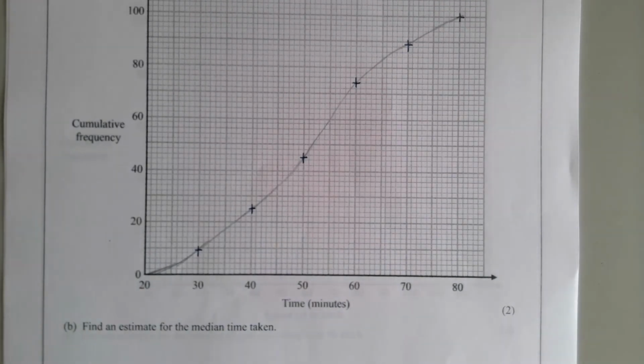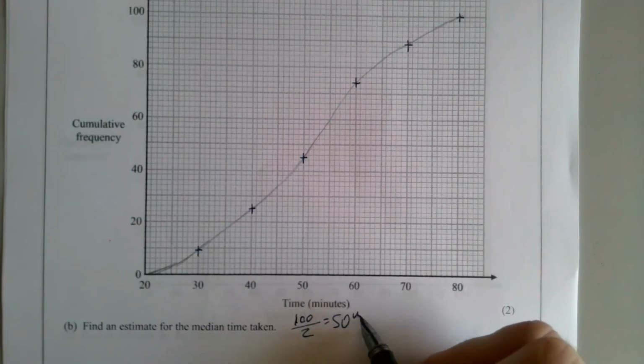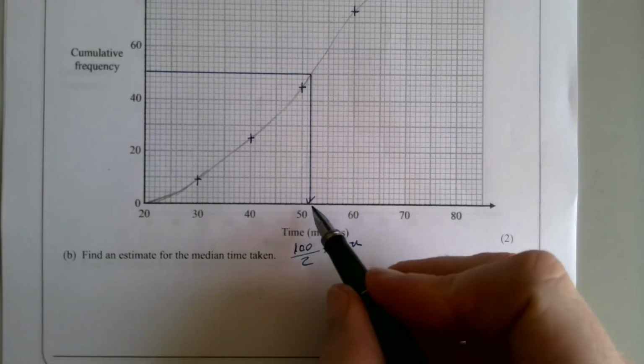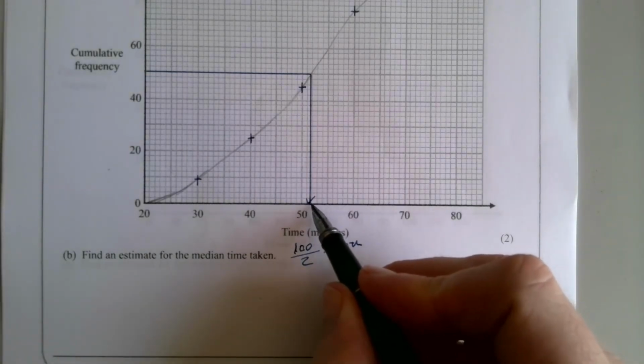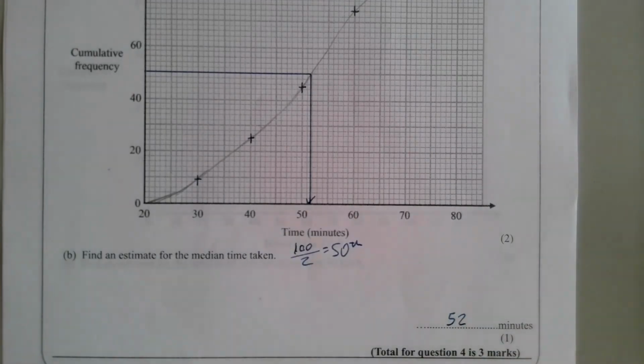So give that a go. We've got 100, so the median will be half of 100, so it's at the 50th one. So we draw a cross for that, and we get something here that's looking like it's really close to 52. You can go 51.5, but actually anything between 51 and 53 it's happy with, so that would be okay there.